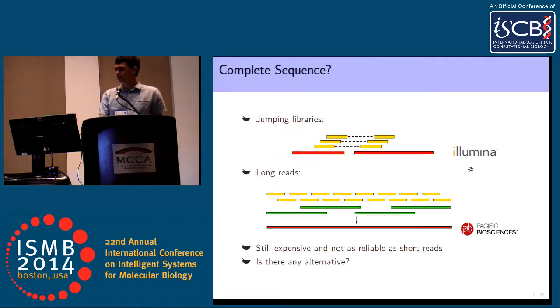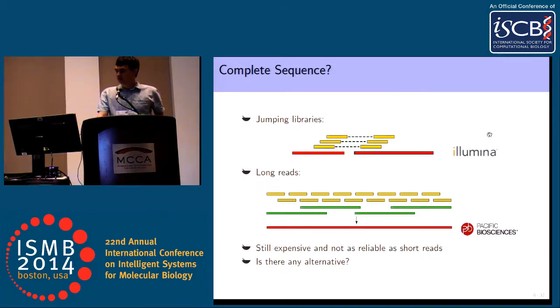What do people do to get a complete sequence? They can use various techniques. They can use jumping libraries that help join contigs into scaffolds. They can use long reads, sometimes in combination with short ones. But these techniques are still quite expensive, and currently they have higher error rates compared to short reads. So maybe there is an alternative. How can we get a complete sequence without such advanced techniques?